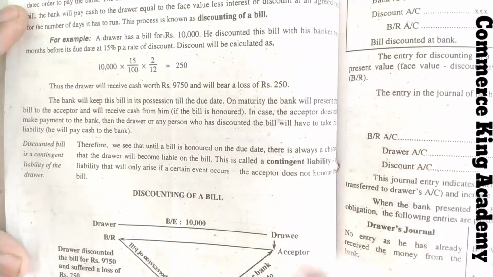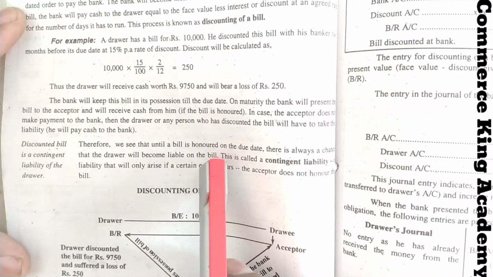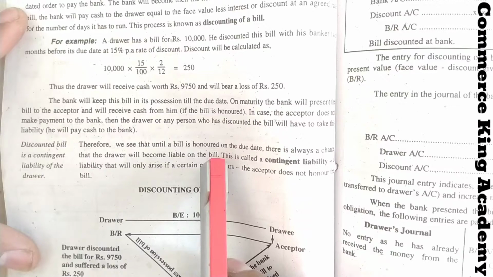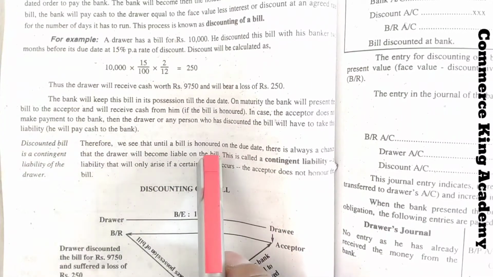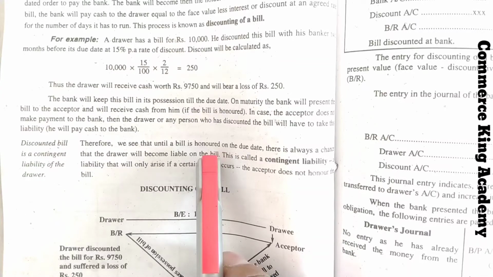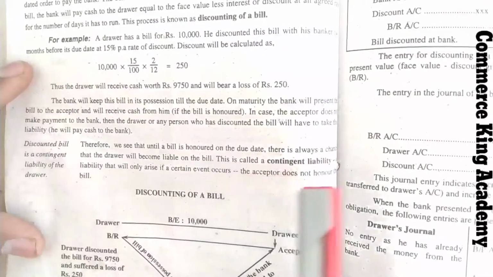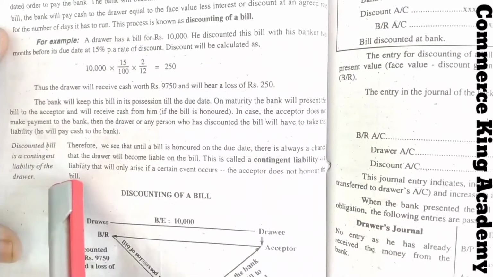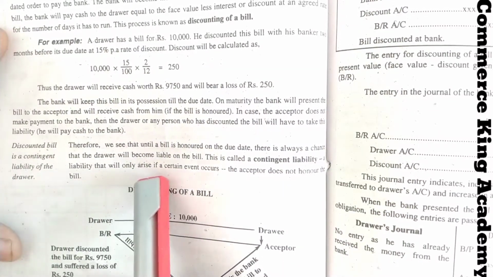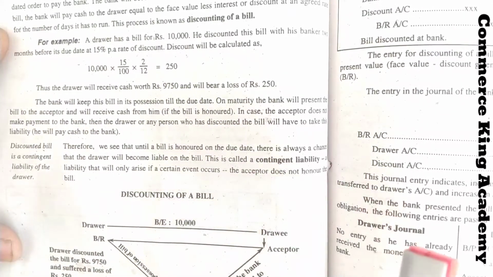It's very simple, because when the bill is not honored by the due date, the liable party for the bill will be the drawer or holder. The holder or drawer is the person who got the bill of exchange discounted from the bank. This is called the contingent liability of the drawer, a liability that will only arise if a certain event occurs: the acceptor does not honor the bill.